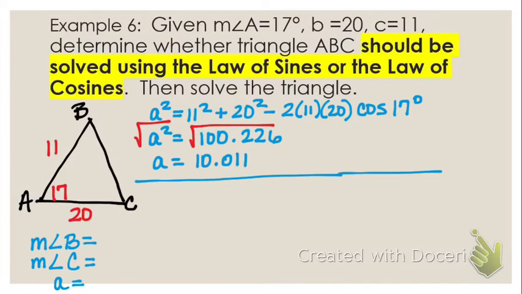Okay, so now let's move on to angle B. If I'm trying to find angle B, I need to start with little b. So this is the law of cosines that you're going to use. Go ahead and fill in what you know to find angle B.